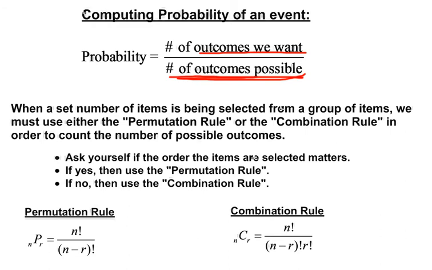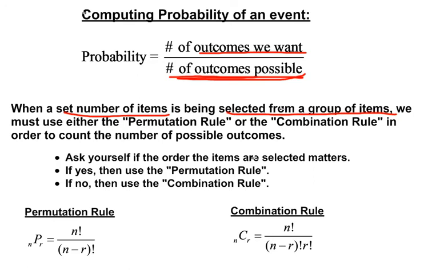What we're going to focus our look at today is on the permutation rule and the combination rule. And we use these anytime we're going to get a set number of items selected from a group of items. Okay, we may have 20 items and we're going to pick out 5 of them. We may have 100 items, we're going to pick out 63 of them. It doesn't matter. But if we have a group of items and we're going to select a set number of items out of that, and we want to see how many different ways that can go, we're going to resort to looking at the permutation rule or the combination rule.